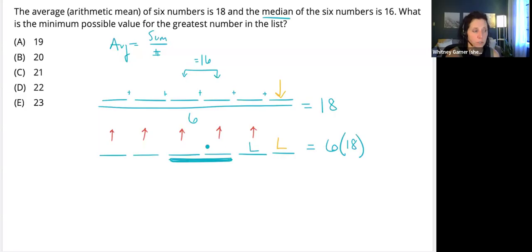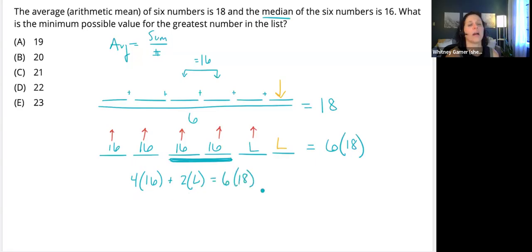But what we could do is try 2 different extreme cases. One would be the case where these 2 numbers really just are the same as the median. So I make both of these numbers 16, which then means I make these numbers 16. Times 16 plus 2L equals 6 times 18.